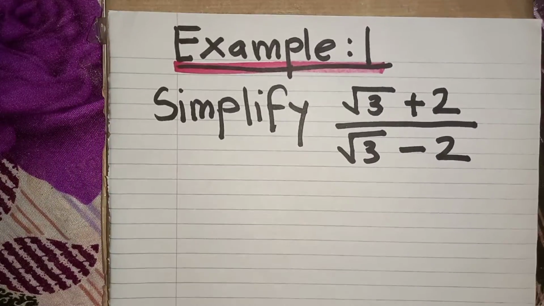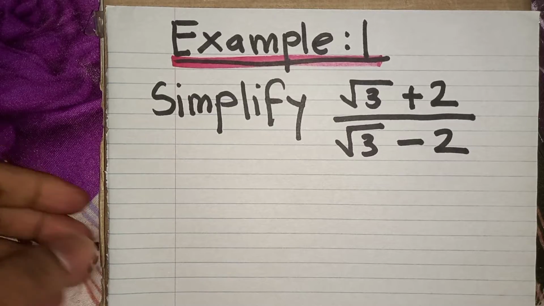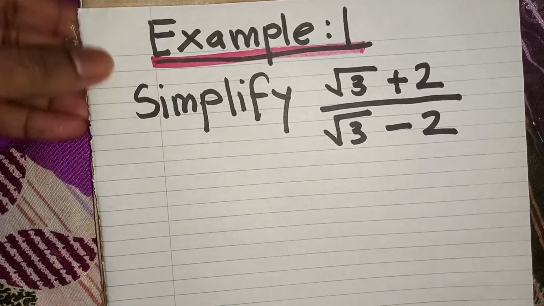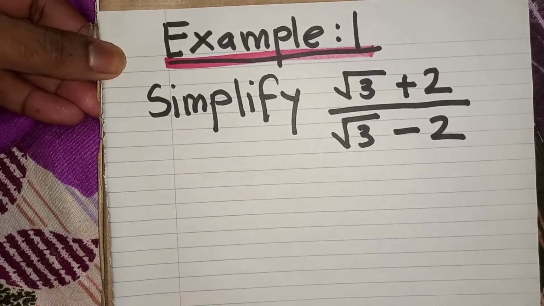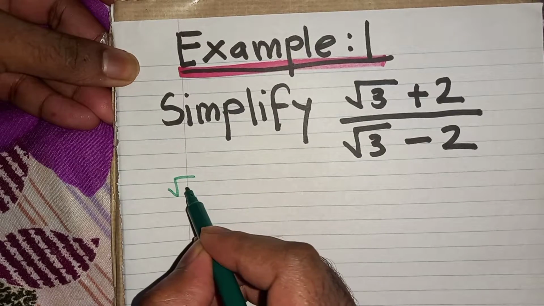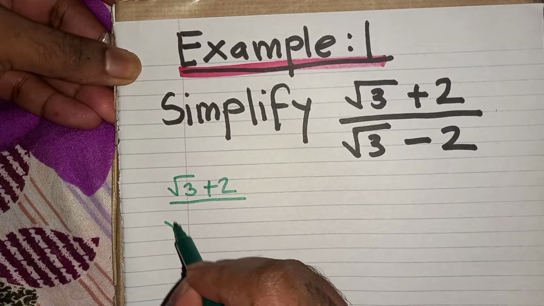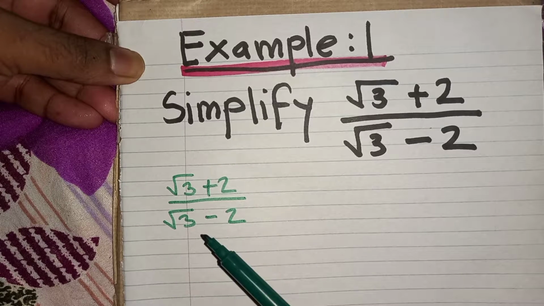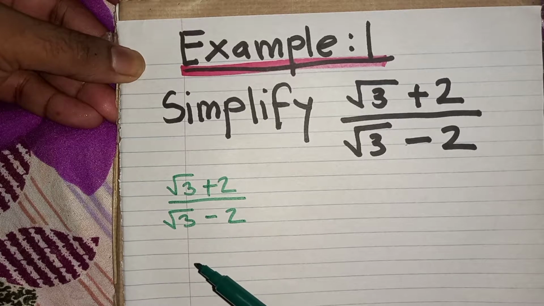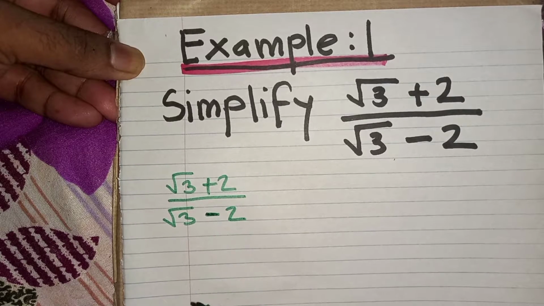Okay, example 1, we have to simplify this by rationalizing the denominator. So we have root 3 plus 2, everything divided by root 3 minus 2. That means we have to write this again, root 3 plus 2 over root 3 minus 2. Now the rule says we have to multiply this by the conjugate of the denominator. Now when we talk about conjugate, we normally change the sign here, the middle sign.